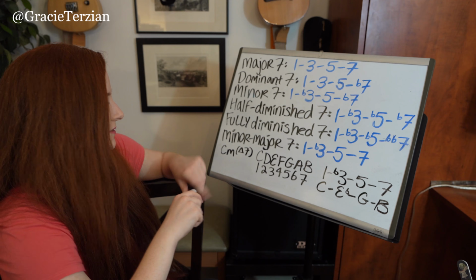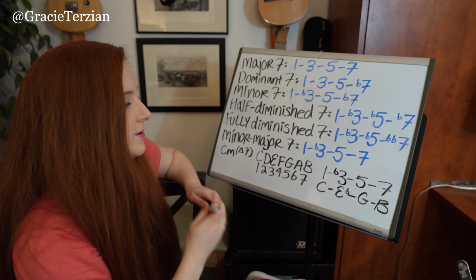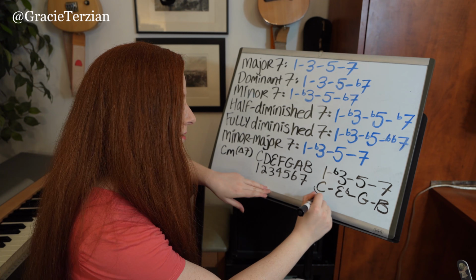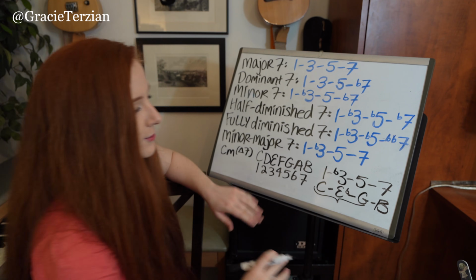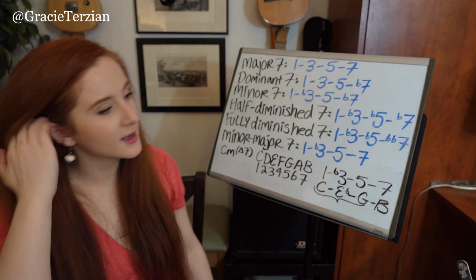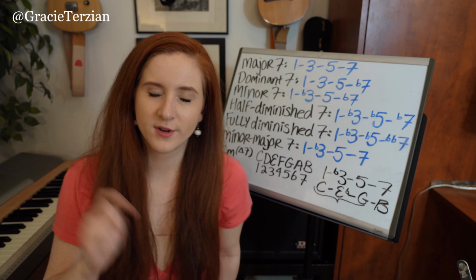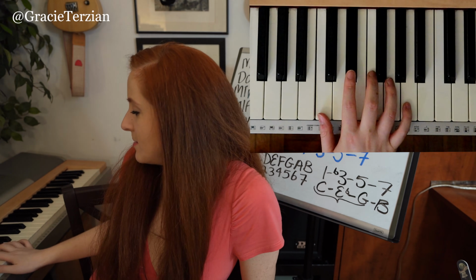So if you look at the C minor major 7 chord, the C minor chord, if I were to just play a C minor triad, and again, if you don't know about triads, go watch my video about triads. I'm going to link it below. But a C minor triad is C, E flat, and G, okay? So these are the notes in a C minor chord, okay?